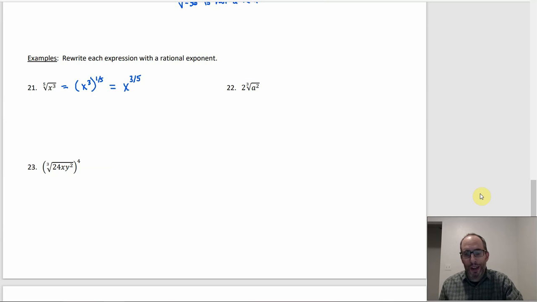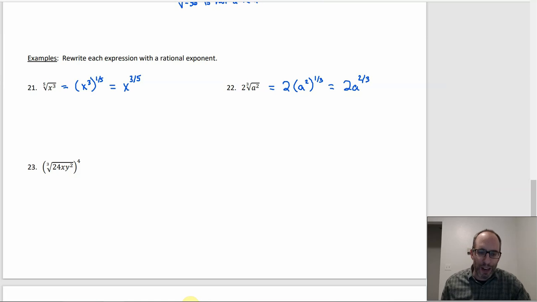So 22's got a 2 out front. I guess really that's just going to stay there in this case. So we're going to have 2 times a squared to the 1/3. But then that'll be 2a to the 2/3 when we multiply those exponents together.